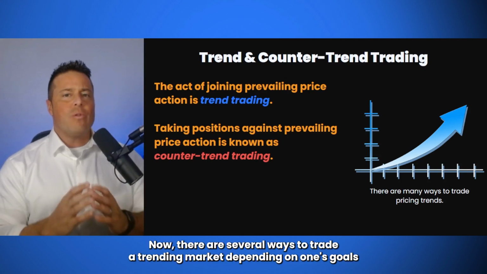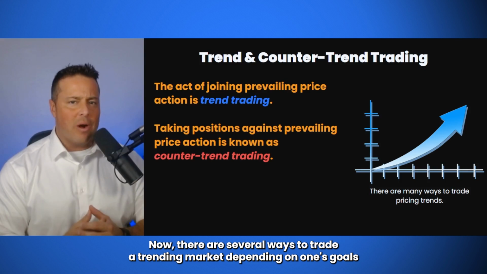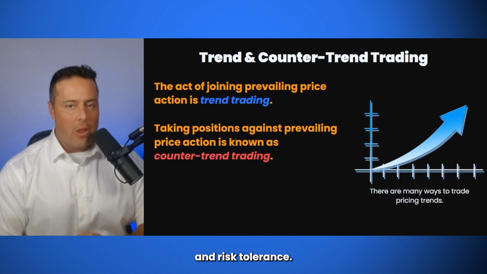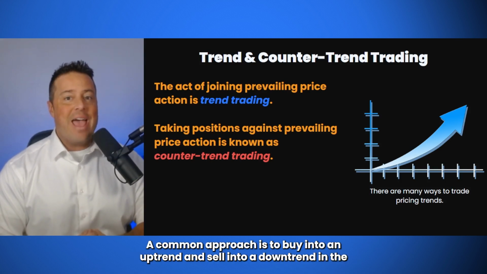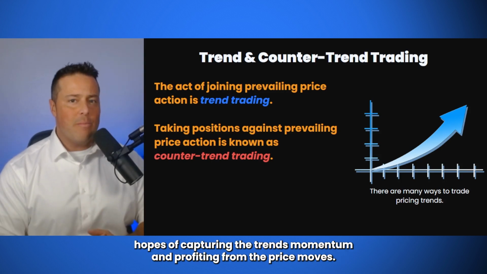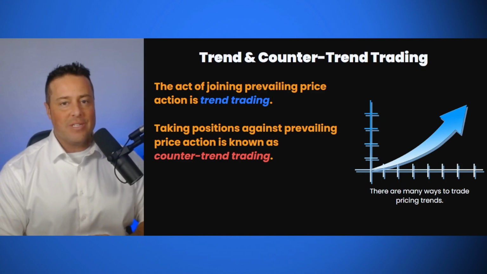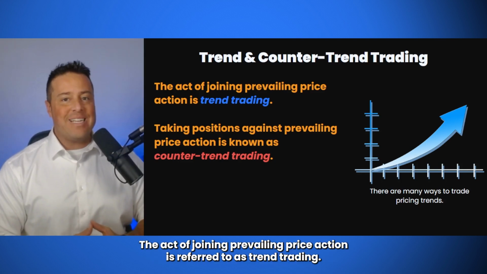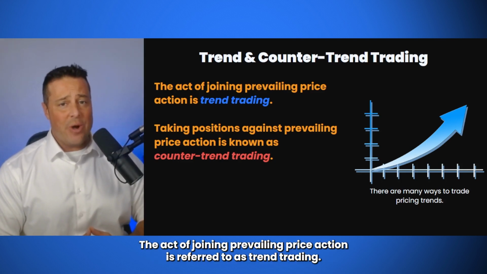Now, there are several ways to trade a trending market depending on one's goals and risk tolerance. A common approach is to buy into an uptrend and sell into a downtrend in the hopes of capturing the trend's momentum and profiting from the price moves. The act of joining prevailing price action is referred to as trend trading.